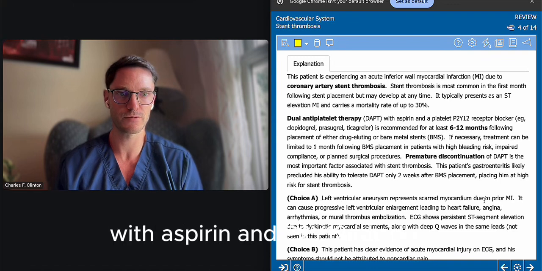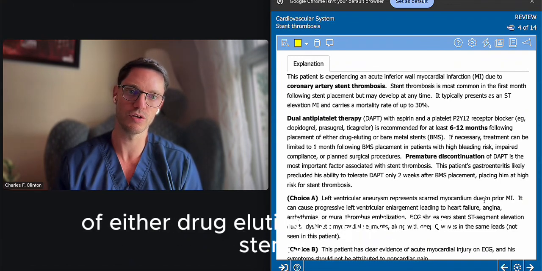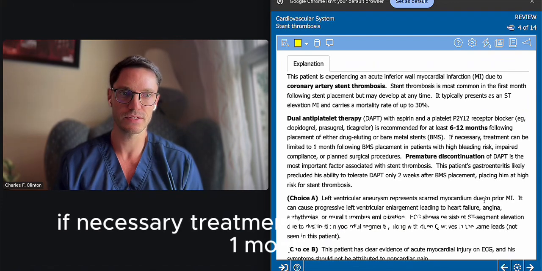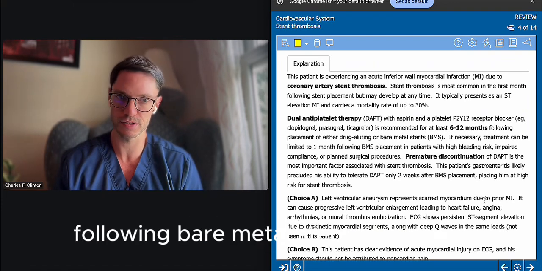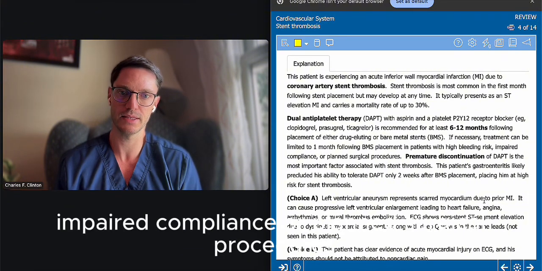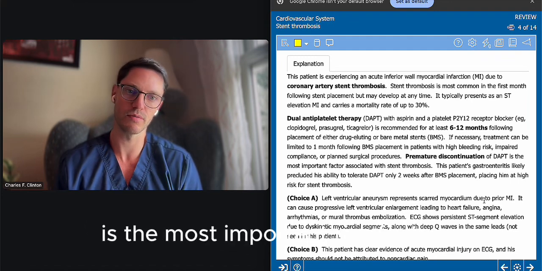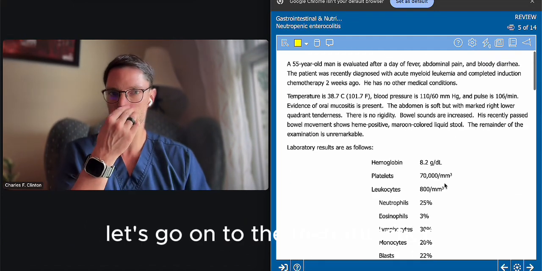Dual antiplatelet therapy with aspirin and a P2Y12 blocker is recommended for at least 6 to 12 months following placement of either drug-eluting or bare metal stents. If necessary, treatment can be limited to 1 month following bare metal stent placement in patients with high bleeding risk, impaired compliance, or planned surgical procedures. Premature discontinuation of dual antiplatelet therapy is the most important risk factor, as we mentioned, and that's it. Let's go on to the next question.